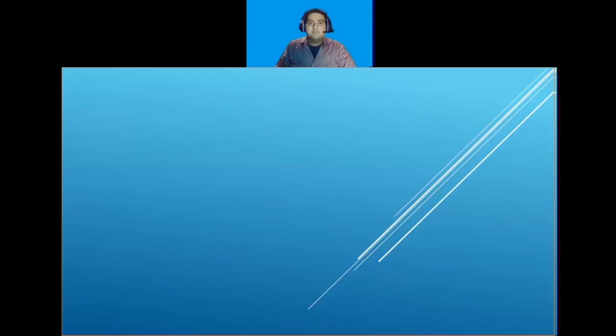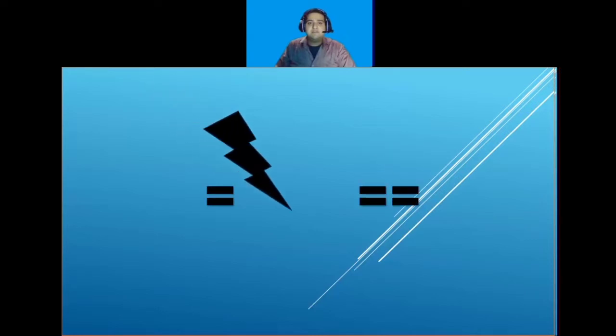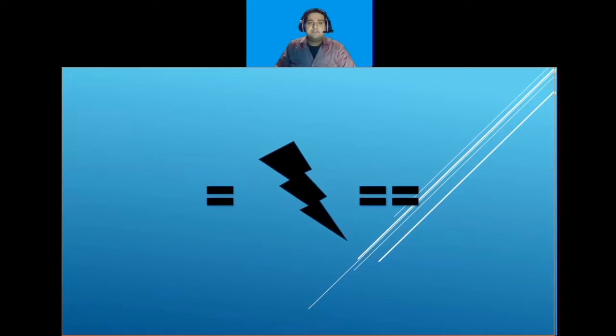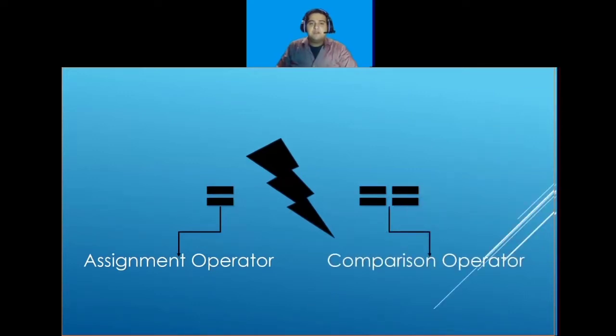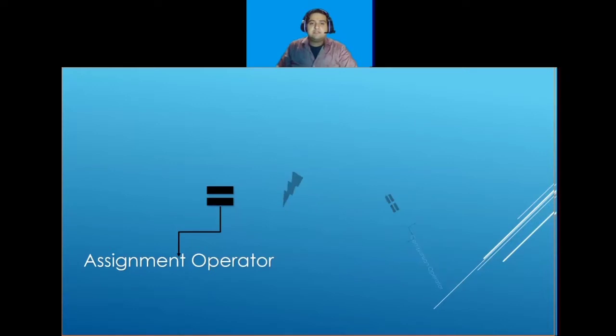In this session, we are going to learn about what is this equal sign and what is this double equal sign. So the first equal sign is called the assignment operator, and the second sign, that is the double equal to sign, is called the comparison operator. First, we are going to see what this assignment operator is.